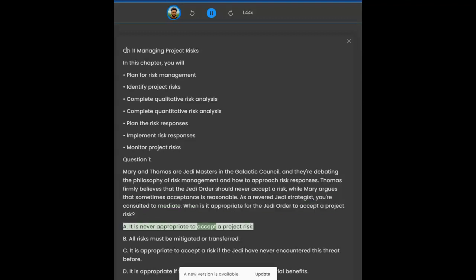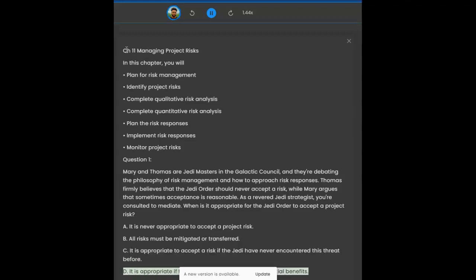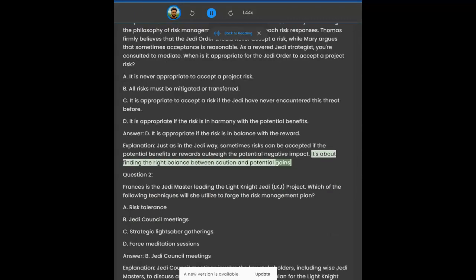A. It is never appropriate to accept a project risk. B. All risks must be mitigated or transferred. C. It is appropriate to accept a risk if the Jedi have never encountered this threat before. D. It is appropriate if the risk is in harmony with the potential benefits. Answer: D. It is appropriate if the risk is in balance with the reward. Explanation: just as in the Jedi way, sometimes risks can be accepted if the potential benefits or rewards outweigh the potential negative impact. It's about finding the right balance between caution and potential gains.